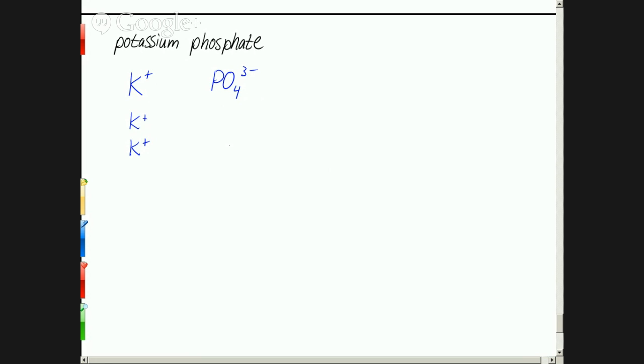Yeah, the only difference is in this case, we don't need the parentheses because there's only one of them. So we only need 2 more potassium to balance out phosphate. Right, because we now have 3 total potassium, 3 plus, and 3 minus phosphate.